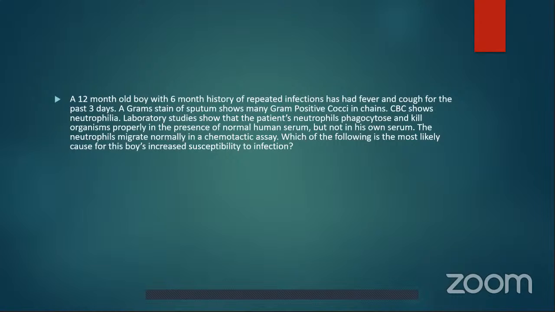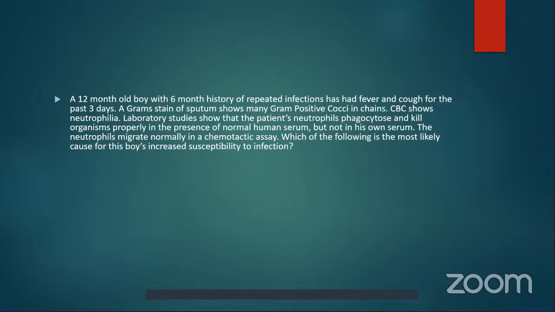One more. A 12-month-old boy with a 6-month history of repeated infections has had fever and cough for the past 3 days. So, he's a very young child with a 6-month history of repeated infection. So there's something wrong going on. And what have they done? They saw that a gram stain of the sputum showed many gram-positive cocci in chains. That means it is a staphylococcus. CBC shows neutrophilia. Yes, bacterial infection.